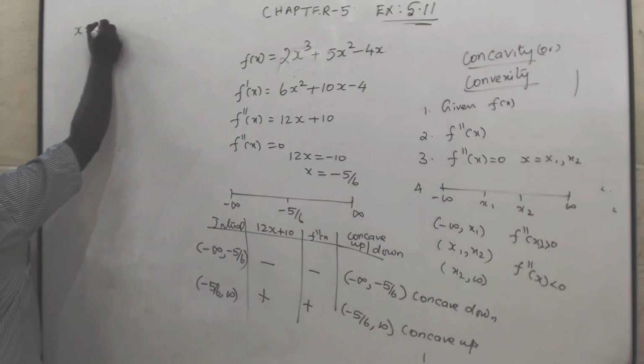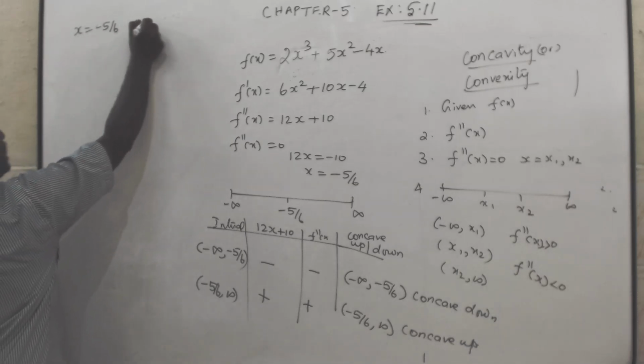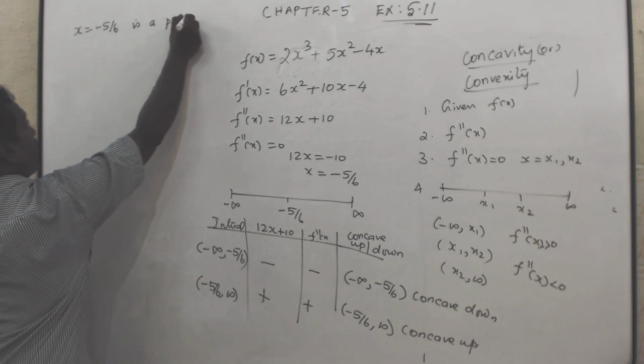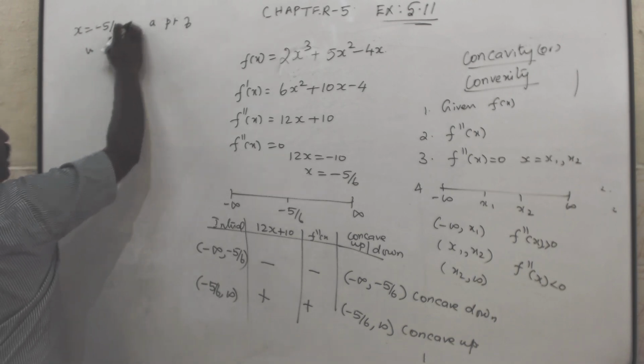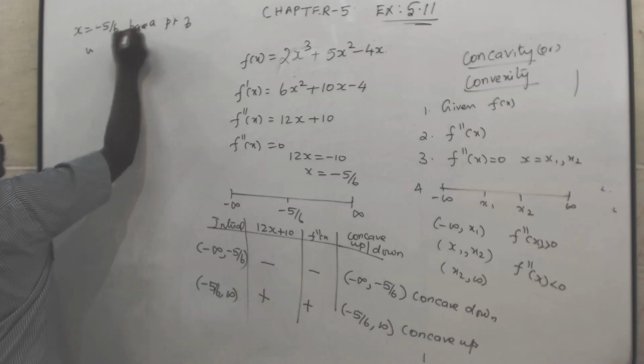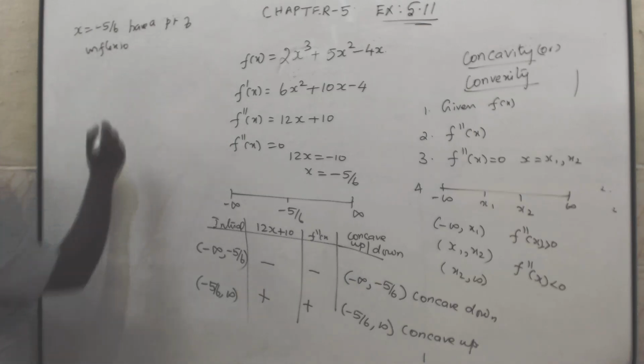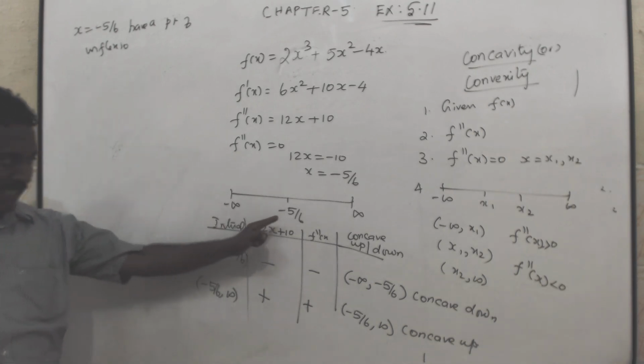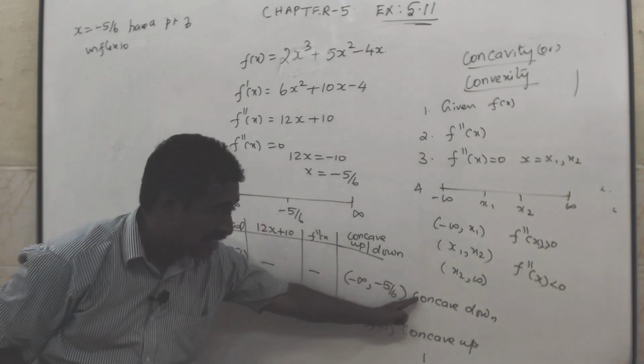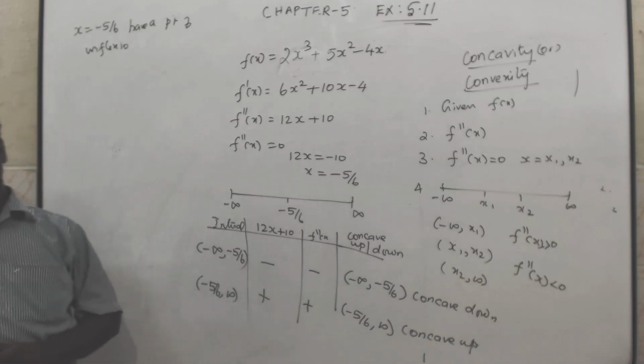Therefore, x is equal to minus 5 by 6 is a point of inflection. Why is it a point of inflection? At x is equal to minus 5 by 6, the curve changes from concave down to concave up.